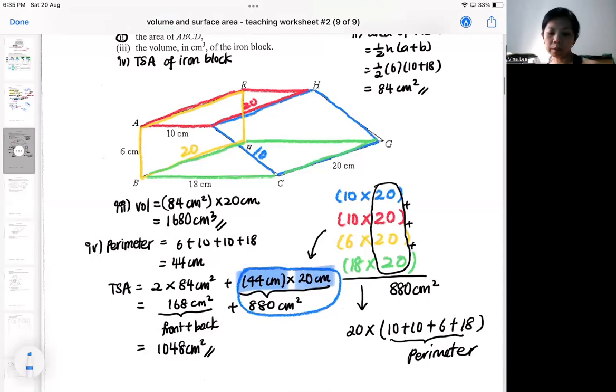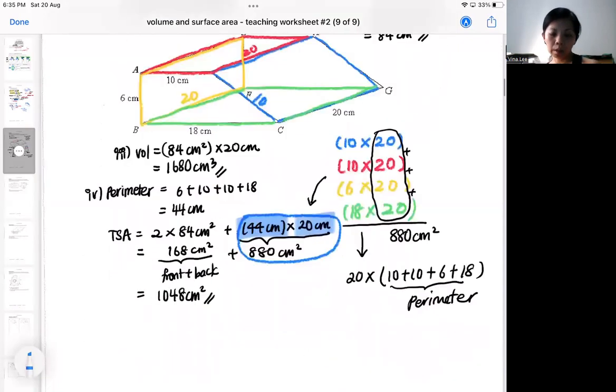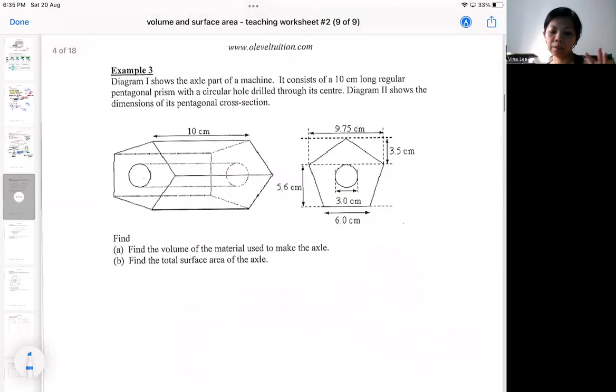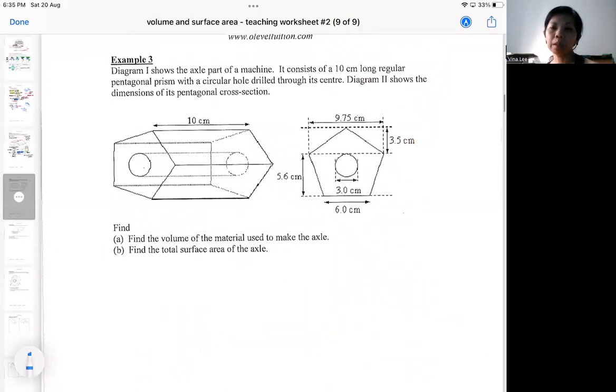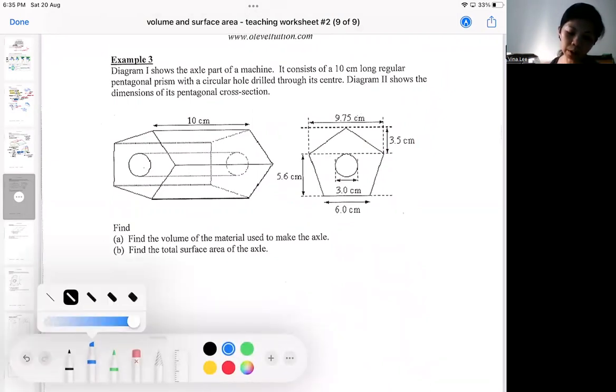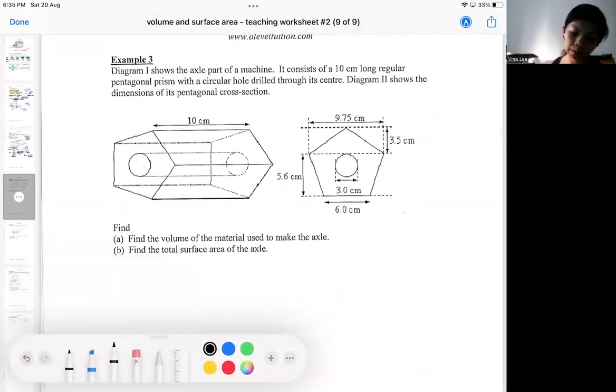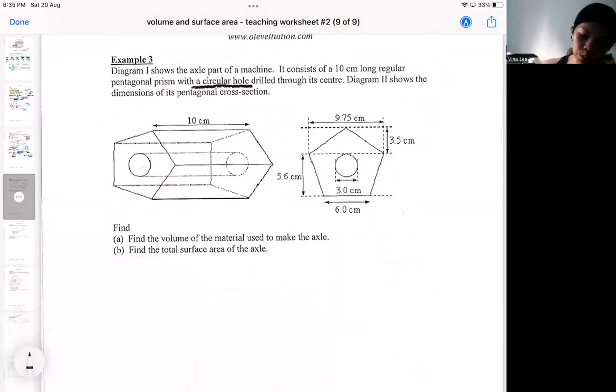Okay, so that is for example 2. The next example is even more confusing because it is a pentagon prism. It has the face of a pentagon, but then there is a hole drilled in the center. So look carefully at this part. They drilled a circular hole. So you gotta imagine how it looks like.